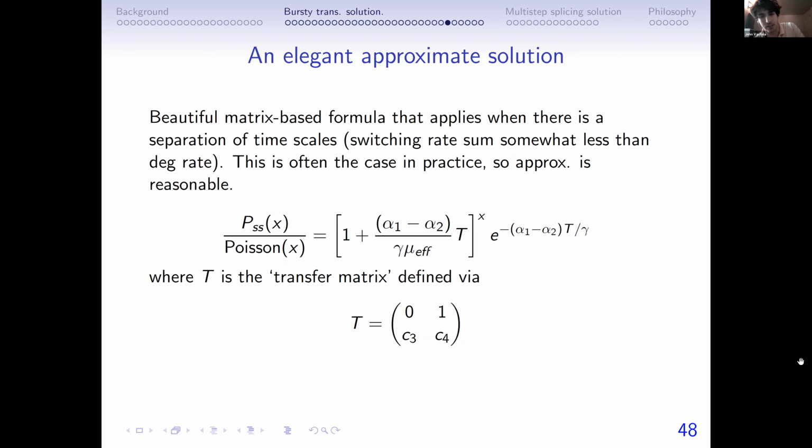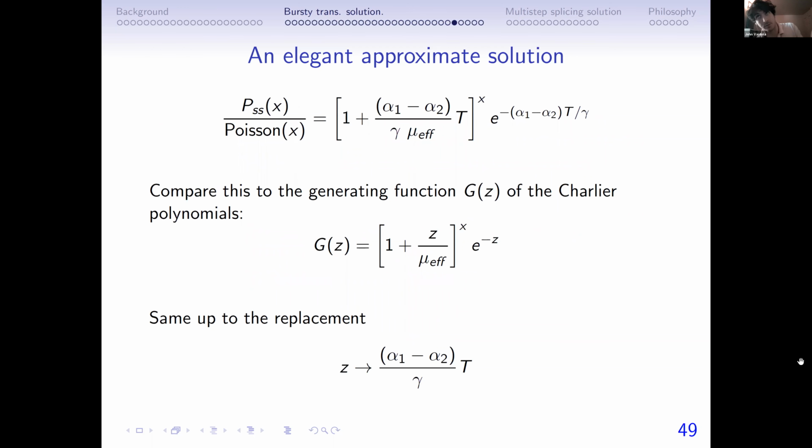And what's really nice about this formula, from a math point of view, is that it corresponds to the generating function of the Charlier polynomials, which I've referenced as appearing when birth-death appears a couple times, except you take the independent variable in that and you replace it with a matrix. So kind of weird and mysterious, but very pretty. And it turns out to be very fast.